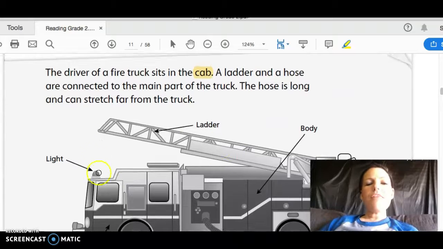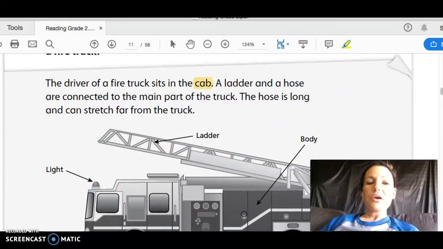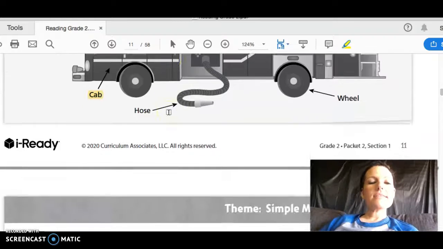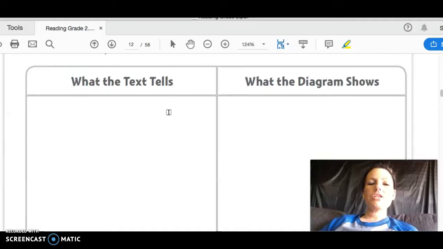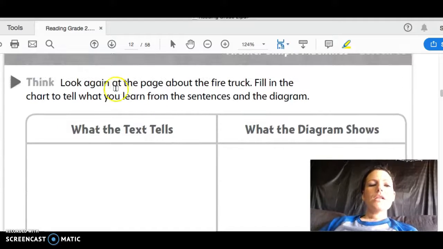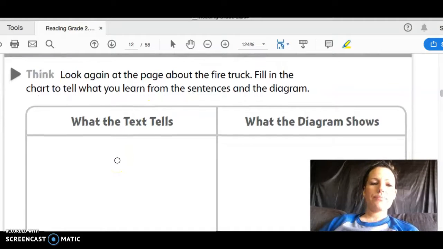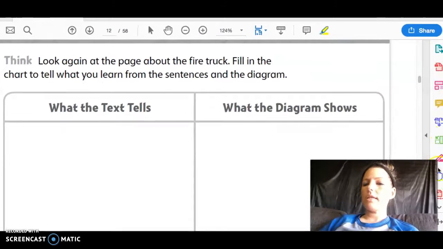Okay, now that we've deep dived into our diagram and we have read the text, we're going to flip to page 12. Look at the page about the fire truck and fill in the chart to tell what you learned from the sentences and from the diagram. To do that, I need to switch over to my pencil, and you need to do the same.